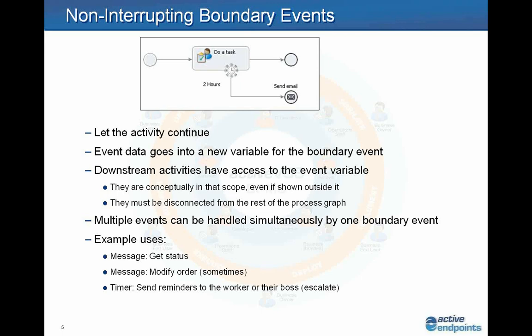So example uses of non-interrupting boundary events, things like a message from the client saying, what's the status of my process? And you'd like to respond to that anytime during a particular range. Maybe a message that says, I want to modify the order that I placed. There may be places in your process of processing the order that you can accept modifications to the order, and there's not a problem. And another one, it might be this timer event where you send a reminder to a worker or their boss if you want to escalate. So that's non-interrupting.